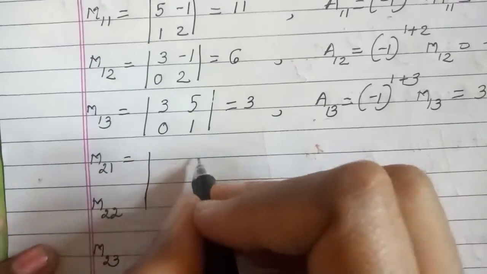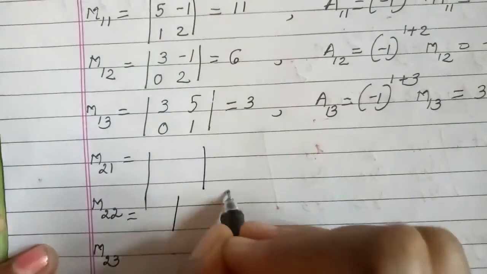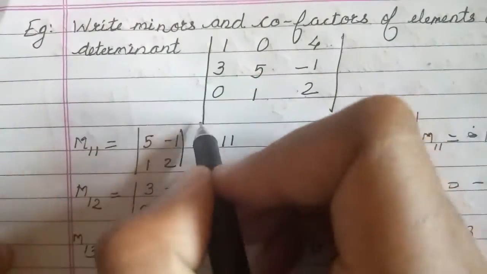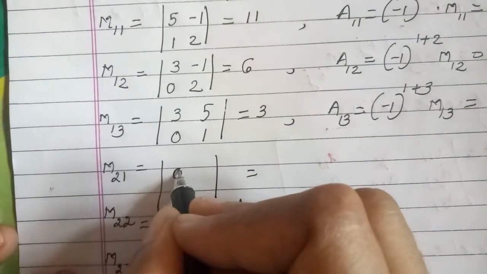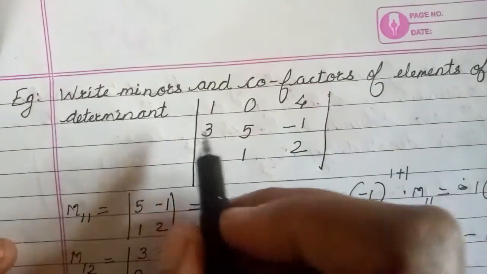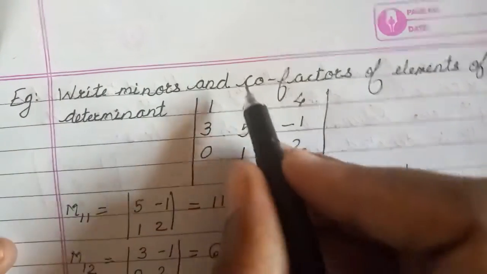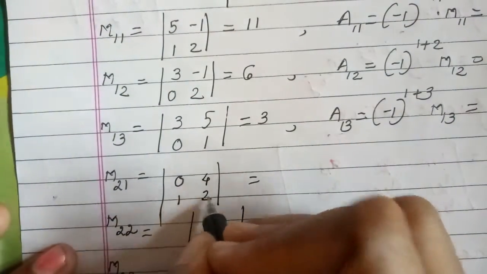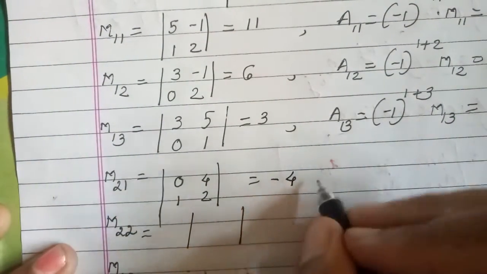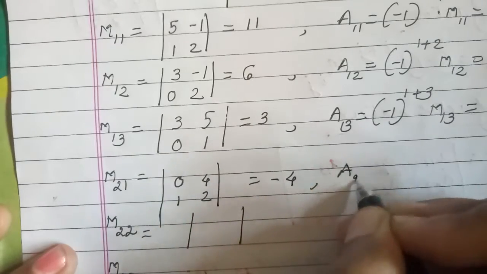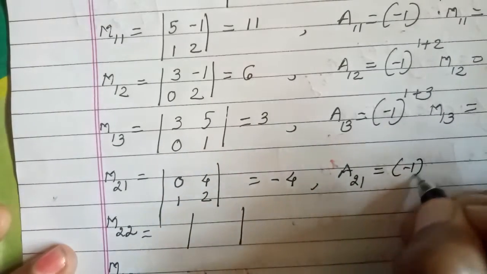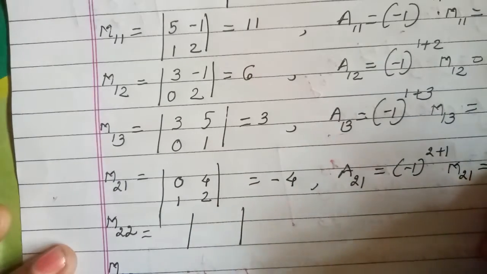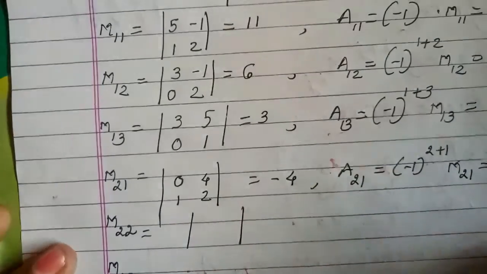Same way let us go for the second row, first column. So it will be 0, 1, 4, 2. So it is 0 minus 4, minus 4. So A21 will be minus 1 raised to the position 2 plus 1 of M21. So that is minus of minus 4. So the answer will be plus 4.